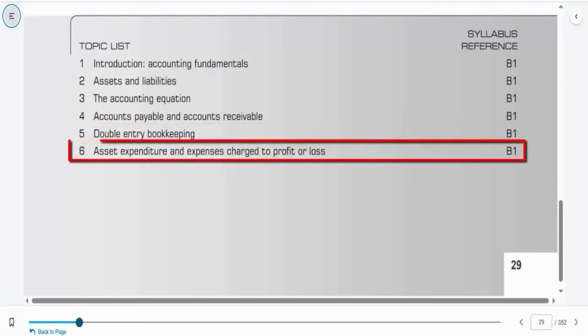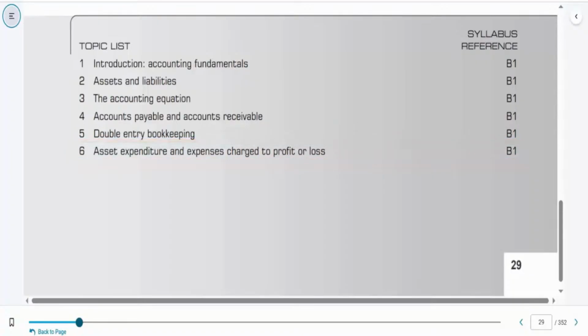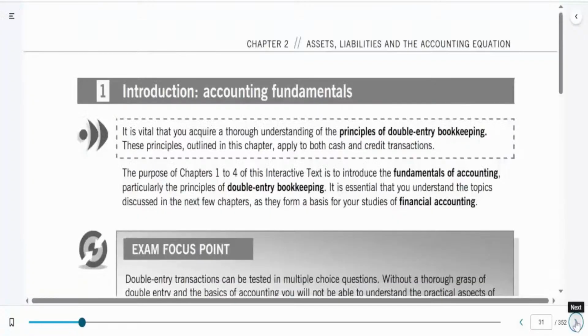6. Capital expenditure and revenue expenditure. Lastly, we'll look at two different kinds of spending, capital and revenue. Understanding these will help you see the difference between spending for long-term growth versus day-to-day costs. By the end of this chapter, you'll have a strong understanding of these key topics, and they'll be a big help as we move forward. Let's dive in, keep up the motivation, and make the most of this chapter.